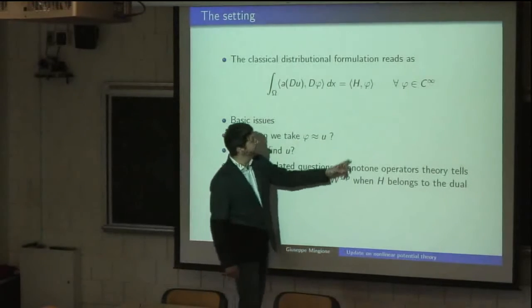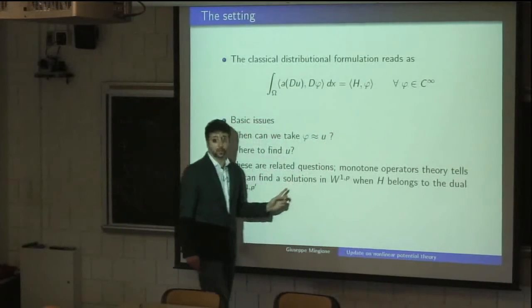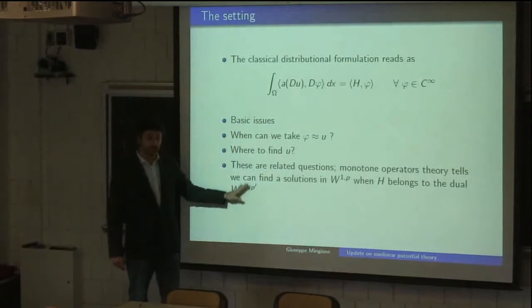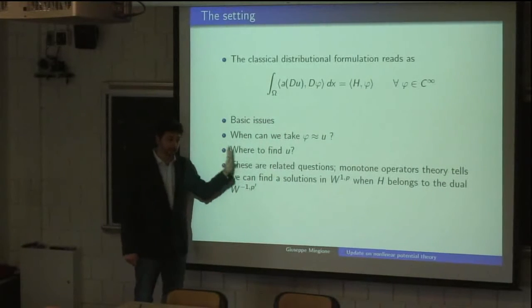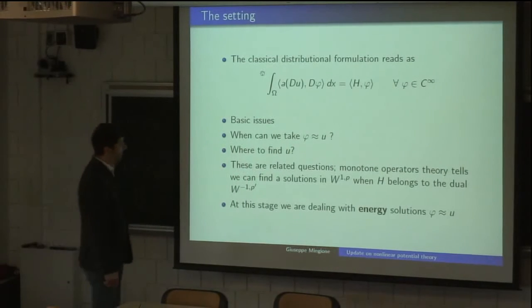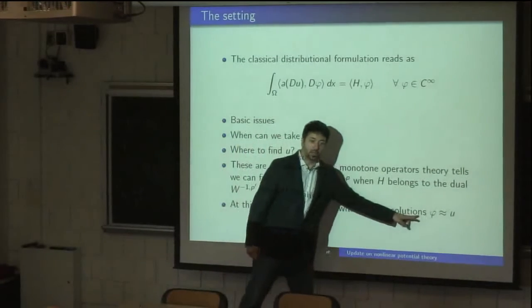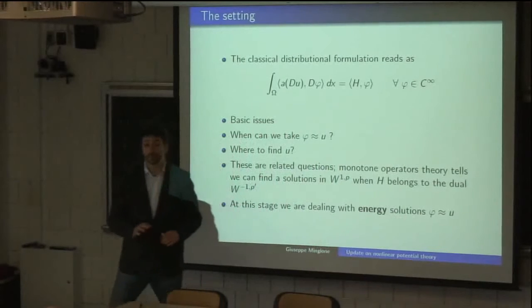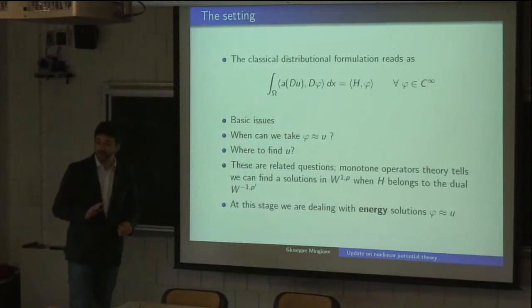Usually this is possible when the right-hand side is in the dual of W^{1,p}. When it's in the dual, then monotonicity methods apply. You can test by u, you can find u in the space. And this is called energy solutions. So energy solutions are solutions which are in W^{1,p}, so the energy is integrable enough.